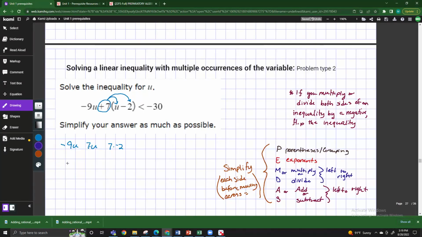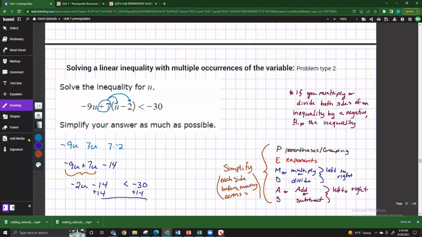So we have negative 9u plus 7u minus 14, because a positive times a negative is a negative. Combine like terms, so I have to combine these two together. And that gives me a negative 2u minus 14 is less than negative 30. All right, I want to get the letters on one side and the numbers on the other. And currently I have the letters on this side. There's only the one of them. So I'm going to add the 14 to both sides.